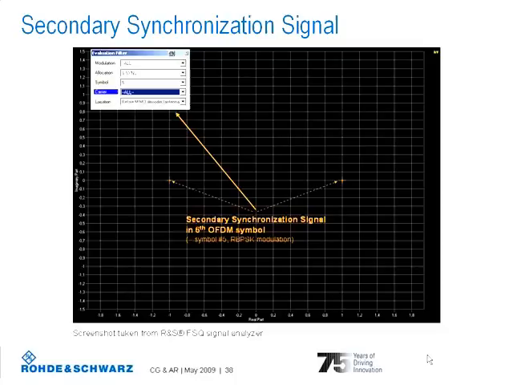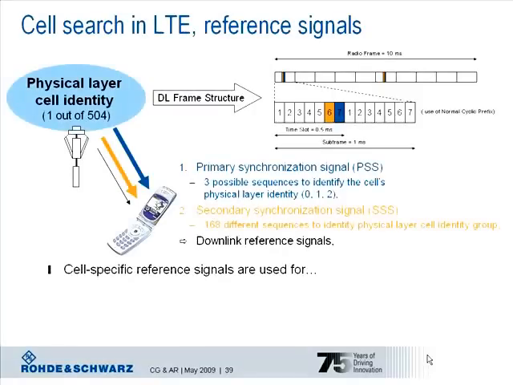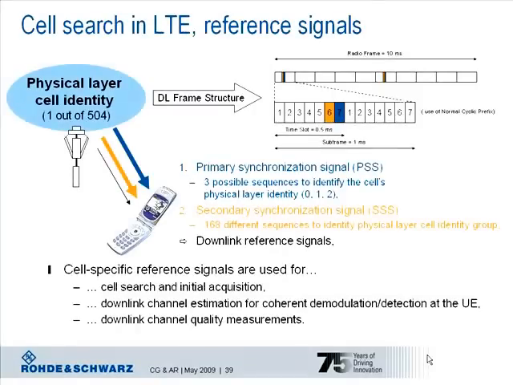As the primary synchronization signal, the secondary synchronization signal also is transmitted on 62 out of 72 reserved subcarriers around the unused DC subcarrier. That is the frequency domain. So what about the time domain? When we look at the downlink frame structure explained by Christina beforehand, we can see that the synchronization signals are transmitted in the first subframe, subframe number 0, and in the sixth subframe, which is subframe number 5. So the repetition rate for the synchronization signals is 5 milliseconds.